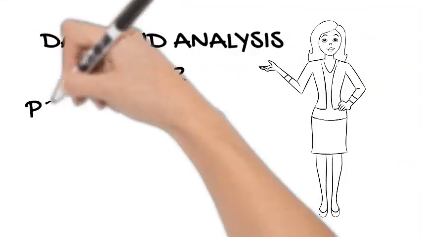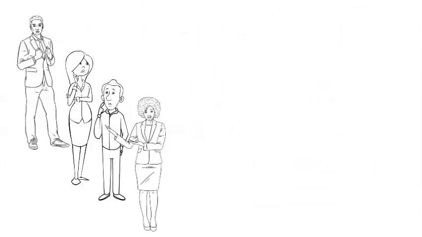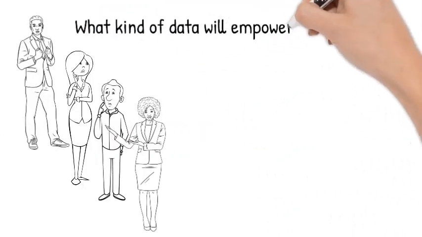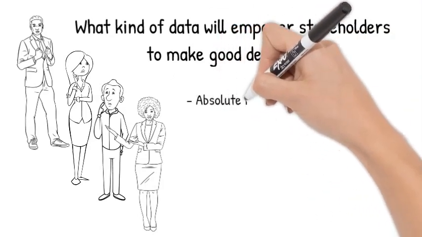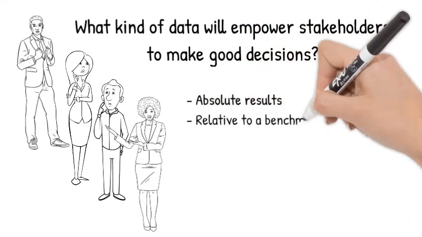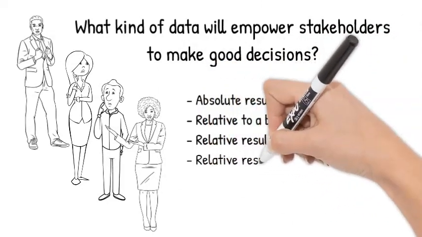This video covers some principles of data and analysis for program evaluation. The first question we want to ask when we're thinking about data and analysis for evaluation is what kind of data will empower our stakeholders to make good decisions? In this video, we're going to talk about 5 different types of data.